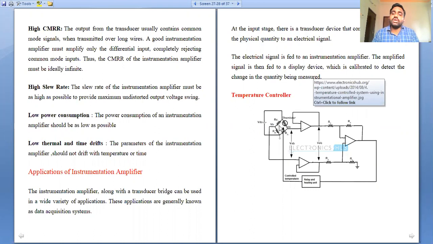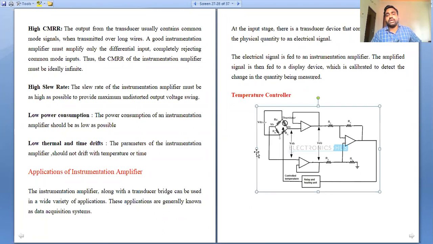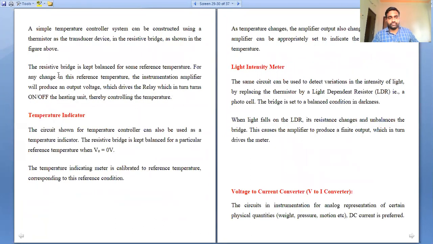That means in the first condition the bridge is balanced at a particular reference temperature. If there is any change in the temperature of the resistances, the balanced bridge will come into an unbalanced condition, and a voltage signal is forwarded to this instrumentation amplifier, and the change in temperature will be identified. That is the discussion with respect to the temperature controller.